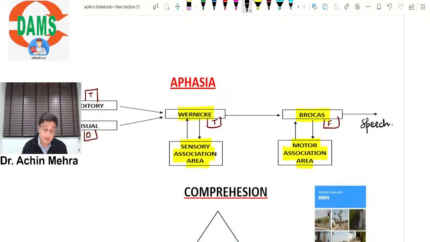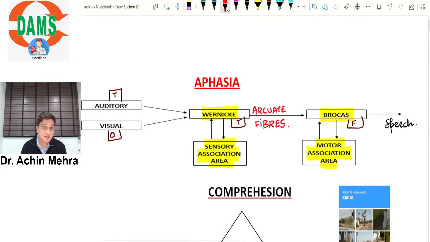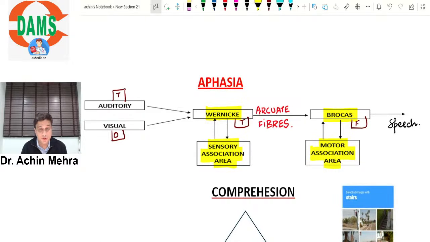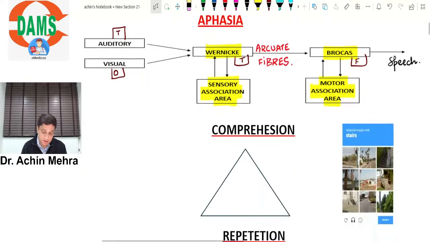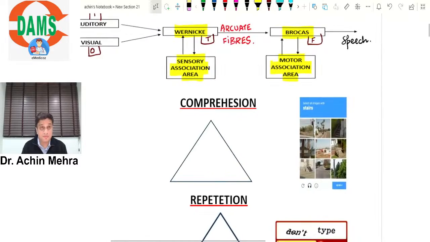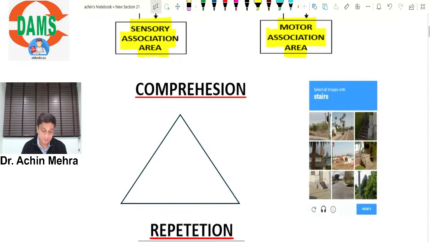Now to connect the temporal with the frontal, the Wernicke's with the Broca's, we have a simple zone of fibers passing between the two known as the arcuate fibers. Any deficit lying on the way in the speech circuit, we are going to have a problem known as aphasia. Now I'm going to pull out this topic into a very simple format of a triad.